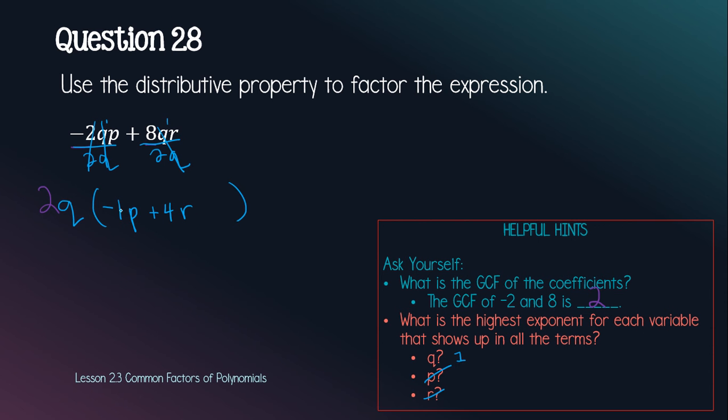Sometimes you probably won't see the -1 written. A lot of times they'll just have -P and then plus 4R. And then that would be my final result.